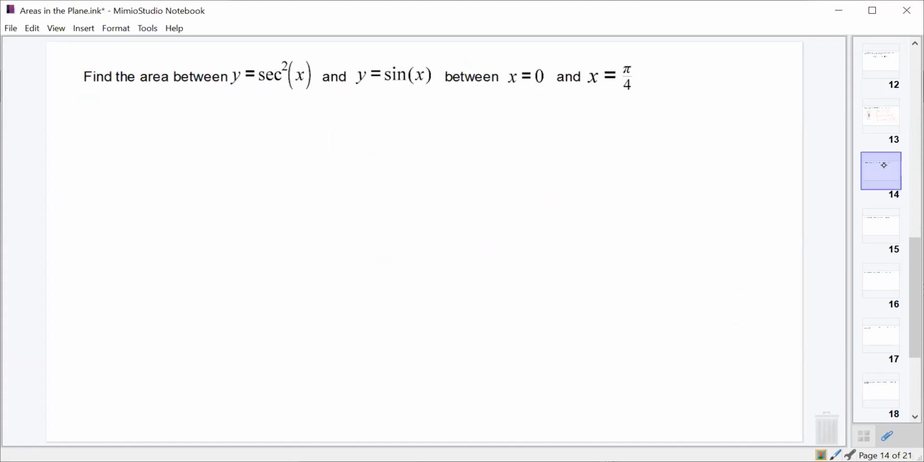All right, let's take a look at this one. This one might take a little more effort to figure out which function is above the other one. We know what sine x looks like, that's pretty straightforward. There's sine x, at least a basic rough sketch of it. We know it goes at max to a height of 1, and that happens at pi over 2. We're looking at 0 to pi over 4, so right there. So there's sine. What about secant squared?